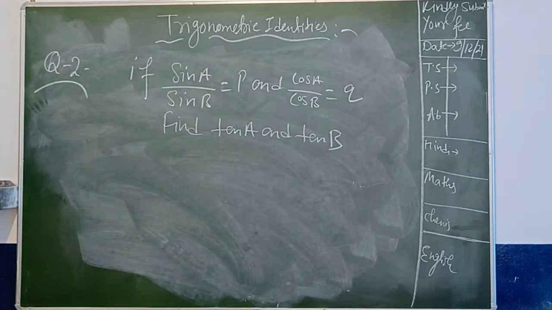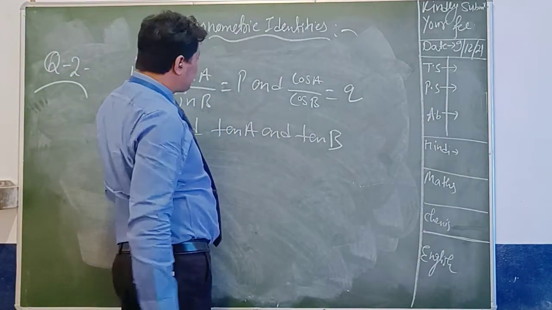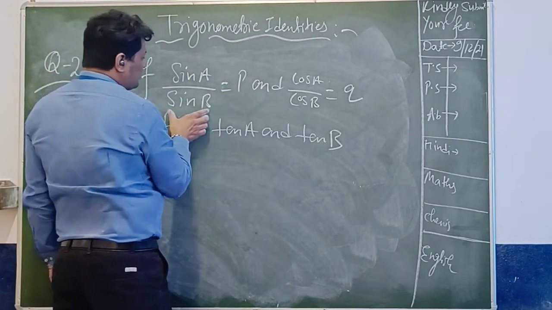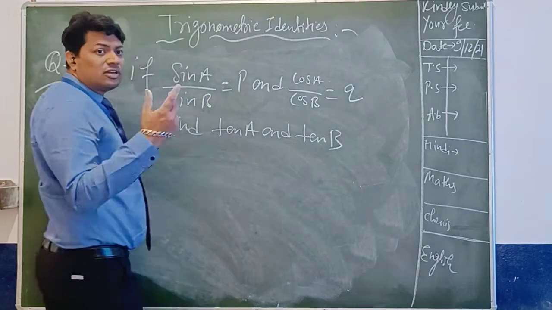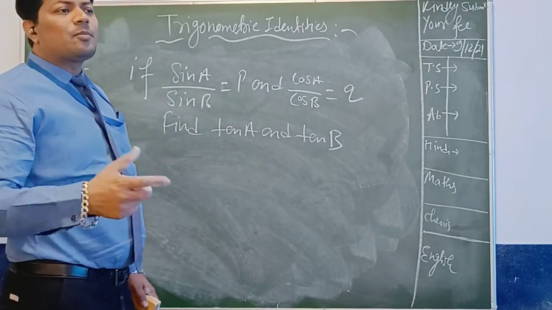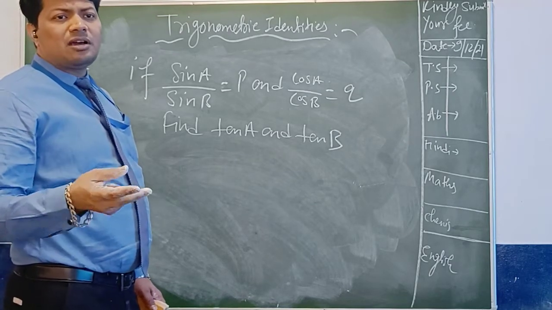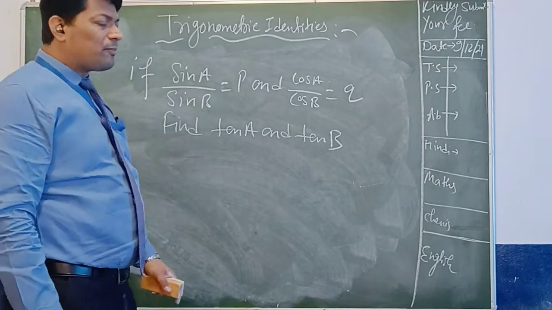What are you actually getting? Here sin A upon sin B and here cos A upon cos B. This will be up here and this will be down. So then you will get the formula of tan A and tan B. Tan A means what? Sin A upon cos A. And tan B means sin B upon cos B. Is it clear? So we have to do this simply.